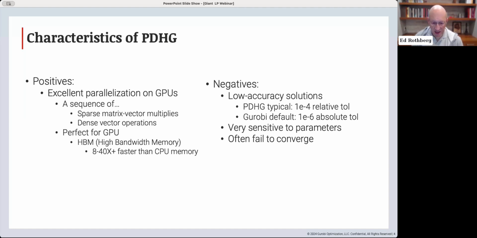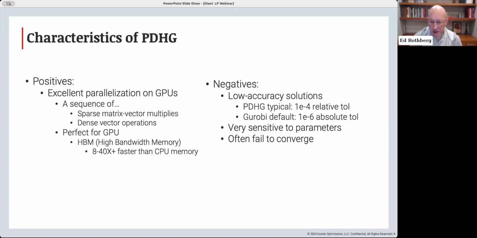So GPUs typically have HBM, high bandwidth memory, and the bandwidth is typically 8 to 40 times faster than CPU memory. I'll provide some data later. And the big negatives for PDHG. So the first negative is the solutions are generally low accuracy. So you get less accuracy than you do for the alternatives. So the typical default for PDHG is a 10 to the minus 4 relative tolerance, whereas with barrier and simplex, with the alternatives in Gurobi, the default is typically a 10 to the minus 6 absolute tolerance. So there's quite a big difference in tolerances.